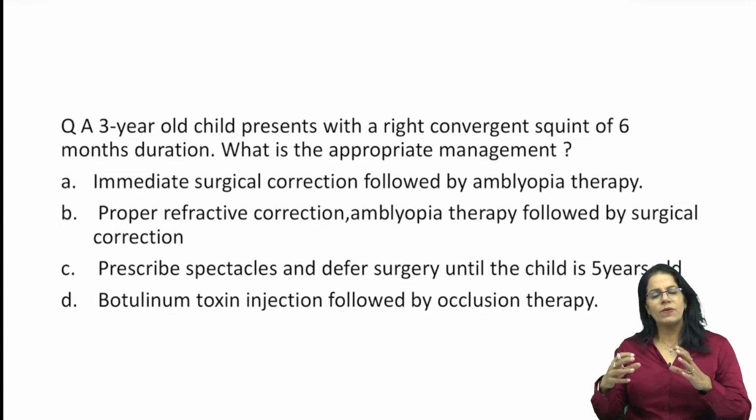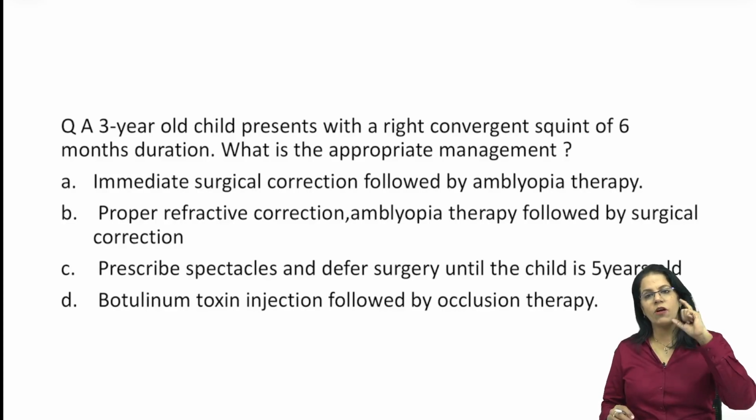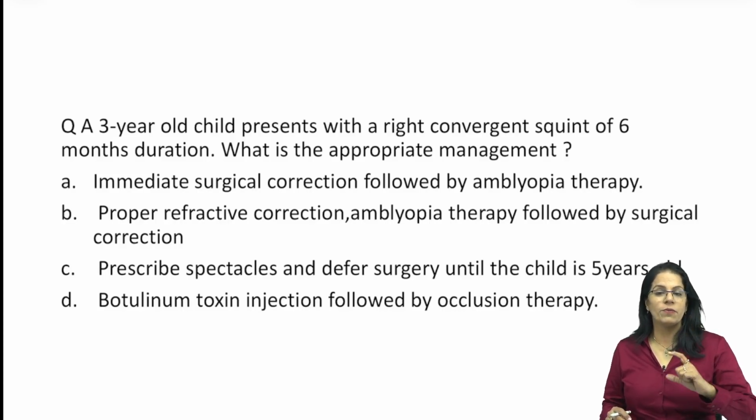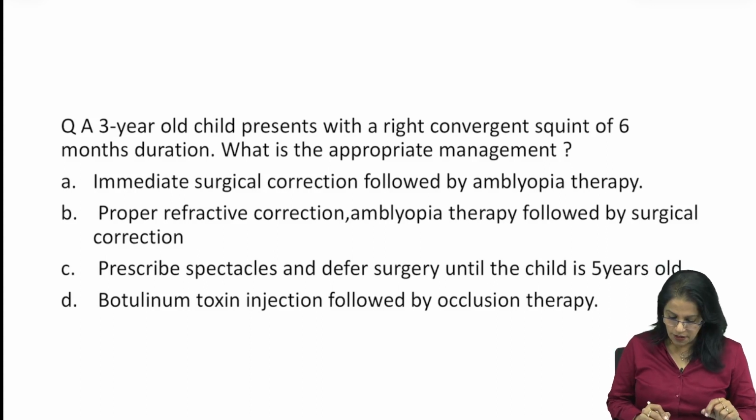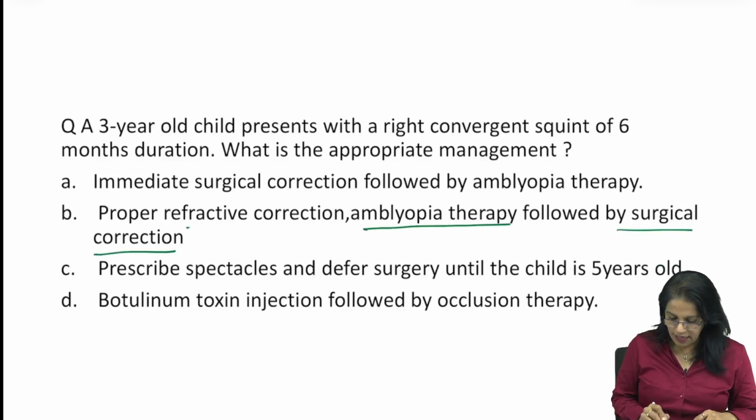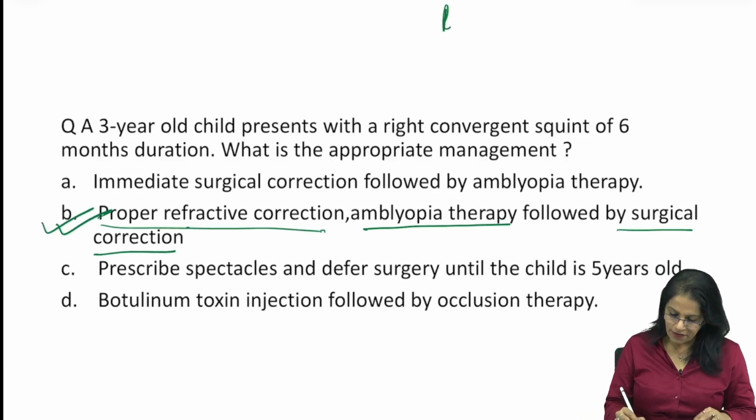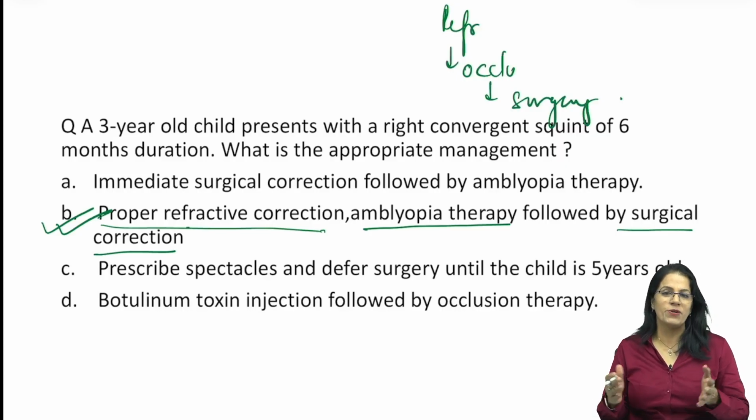Whenever there is any squint, what is the sequence? It should always be refraction, then check for any amblyopia and go for occlusion therapy, and then comes the surgery. This sequence should be absolutely very clear. So, our answer will be proper refractive correction first, then amblyopia therapy followed by surgery. This is asked in your exam many times. So, please remember this: refraction, occlusion, surgery. Of course, if needed. If the child is not amblyopic, we are not doing anything.